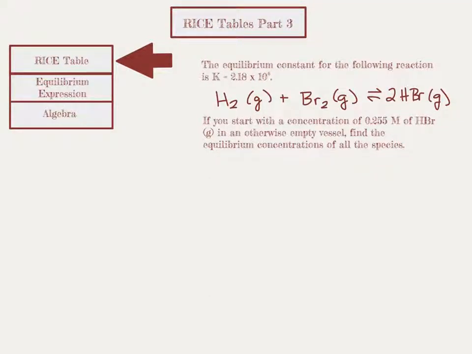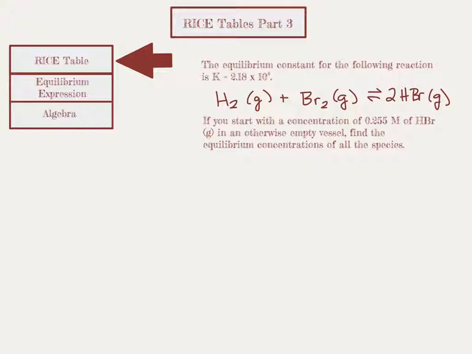In this video, we'll be going over another equilibrium problem where we can use a rice table to puzzle out different starting conditions. In this question, the equilibrium constant for the following reaction is 2.18 times 10 to the 6. You may be thinking to yourself that this is rather large. It is. That's why we're starting with some interesting information.